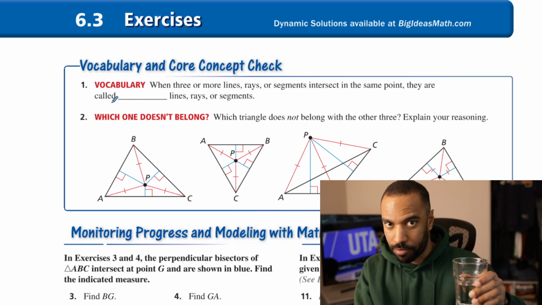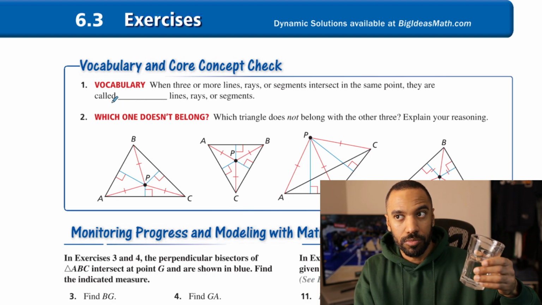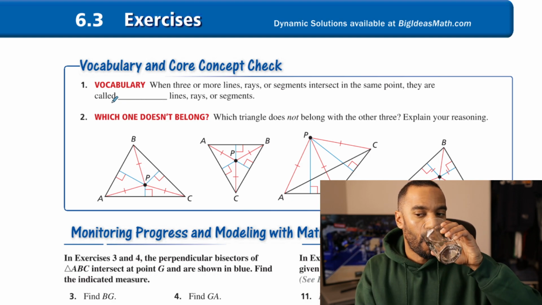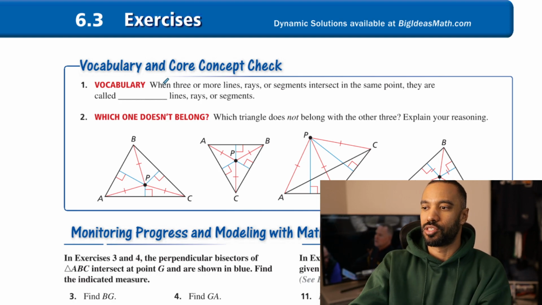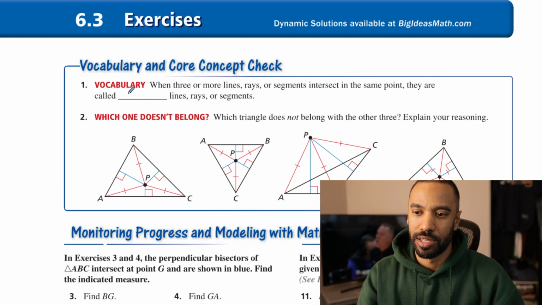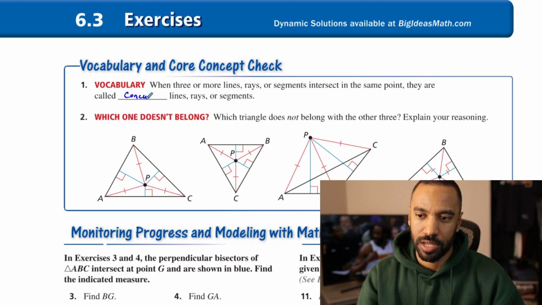and then we'll do the problem set, which does seem longer. There are 50 some odd problems, but maybe they're shorter problems. When 3 or more lines, rays, or segments intersect in the same point, they are called concurrent lines, rays, or segments. Concurrent.